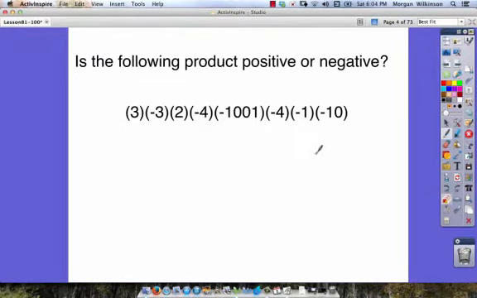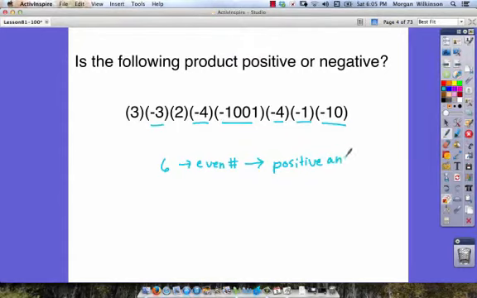Is the following product positive or negative? So we don't even have to come up with a numerical answer. All we have to come up with is, is it positive or negative? So let's count our number of negatives and see if there's an even number or an odd number, since this is multiplication. So we've got 1, 2, 3, 4, 5, and 6. Well, 6, that's an even number. And if you look back at your notes, an even number must give us a positive answer.